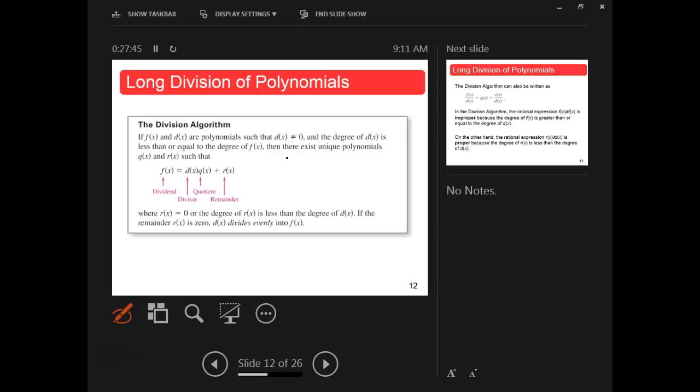But if the degree of the remainder is less than the degree of d of x, you're through. If it's the same degree, you haven't finished. If the remainder r of x is 0, d of x divides evenly into f of x, and you form factors. The r of x has got to be a lesser degree than d of x. If it wasn't, you can divide it some more. So that's our division algorithm. We can either write our answers like that, or you can write f of x divided by d of x is equal to q of x plus r of x divided by d of x. Either one will be fine.